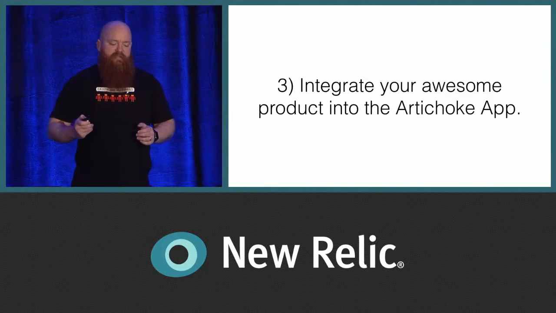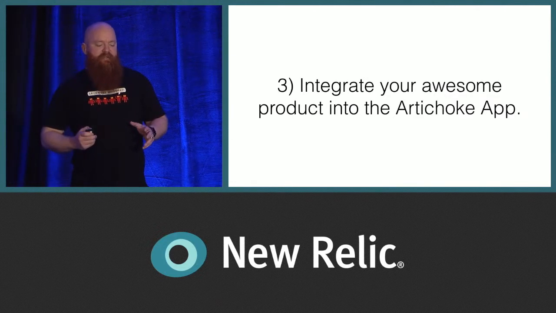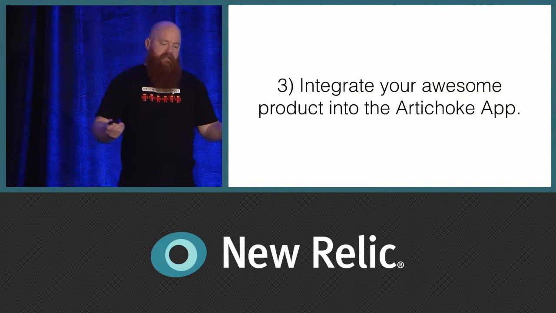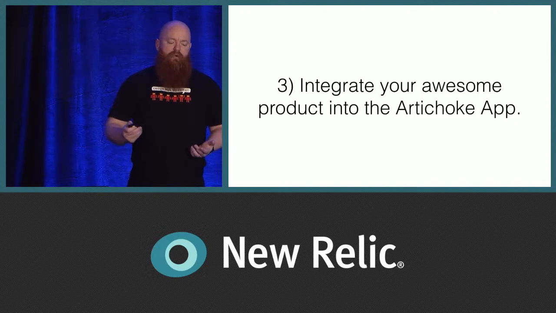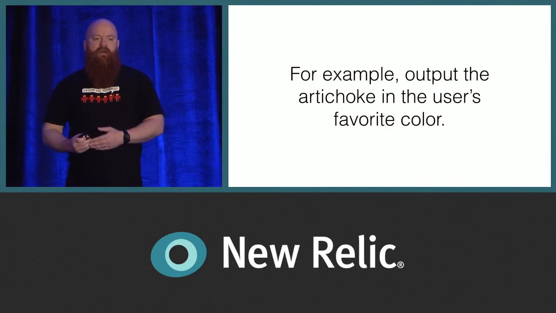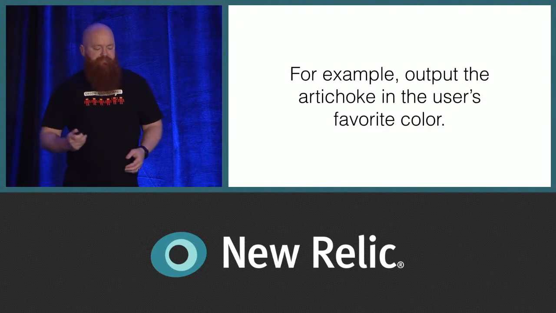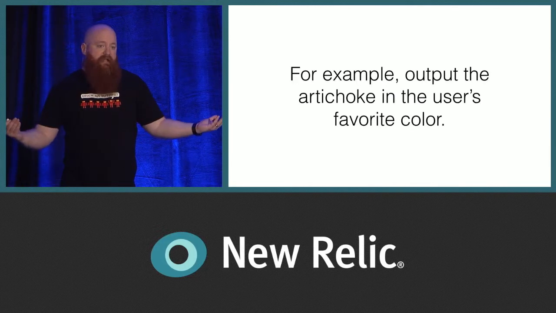Step 3, and this is the meat of the process. You're going to actually integrate your product with the Artichoke app. Like in this example, we might say we're going to look up the user's favorite color, and we're going to make the artichoke be that color. So you go through and you actually make that happen.